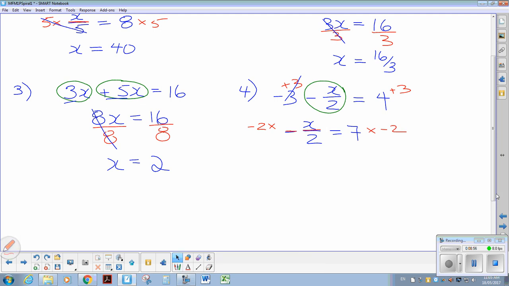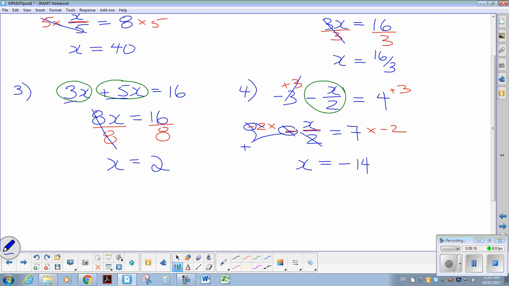The reason we do that, going back to the first lesson, what happens if we have a negative and a negative? 2 negatives make a positive. So it means my negative signs are going to disappear, cancel out. 2 divided by 2 is 1. So I'm just left with an x. 7 times negative 2 is negative 14.